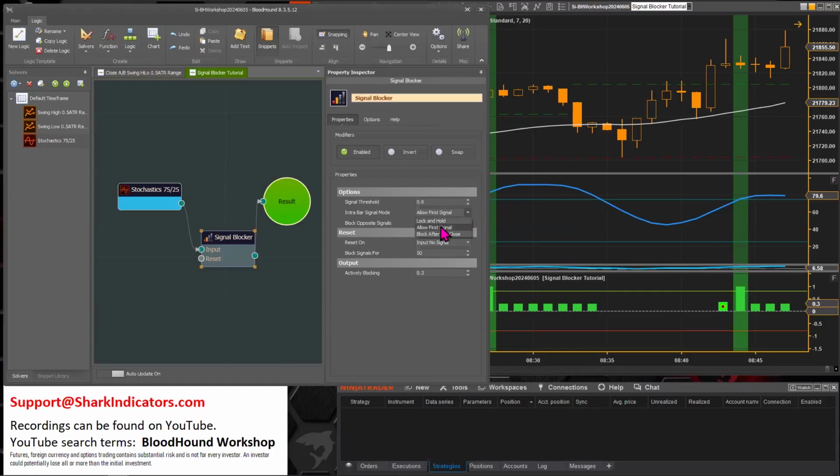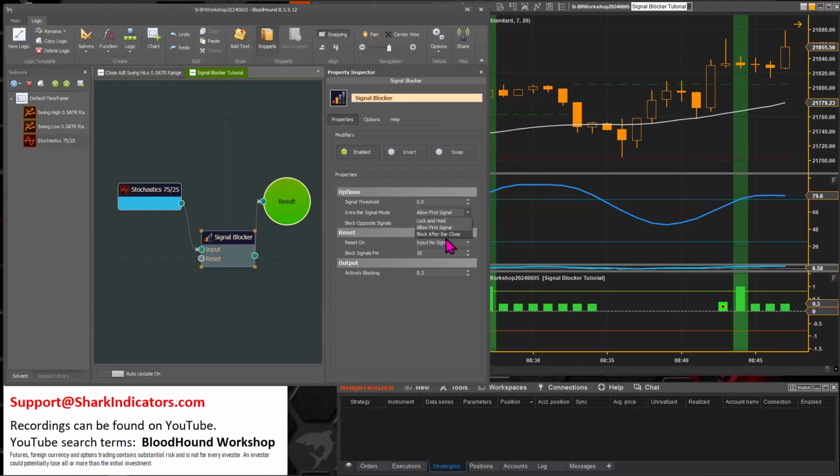So these two are essentially the same. It allows the first signal through, which is the main purpose of the signal blockers: allow your first signal through and then block the rest. But one will actually hold on to that signal, so it stays there historically. The other one just allows that signal to go away if price pulls back.